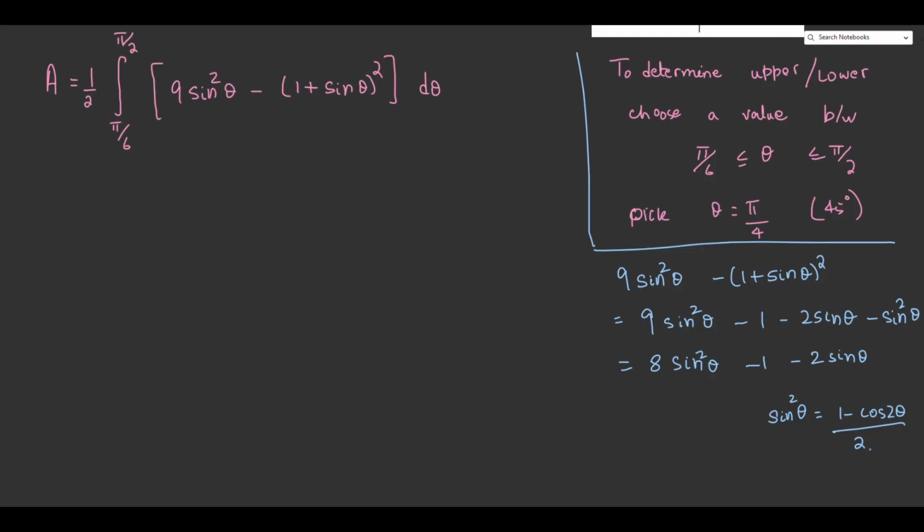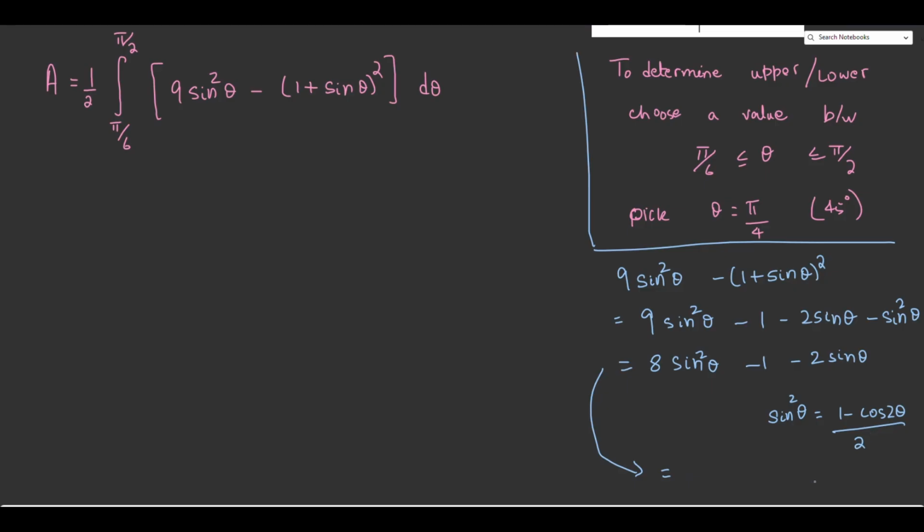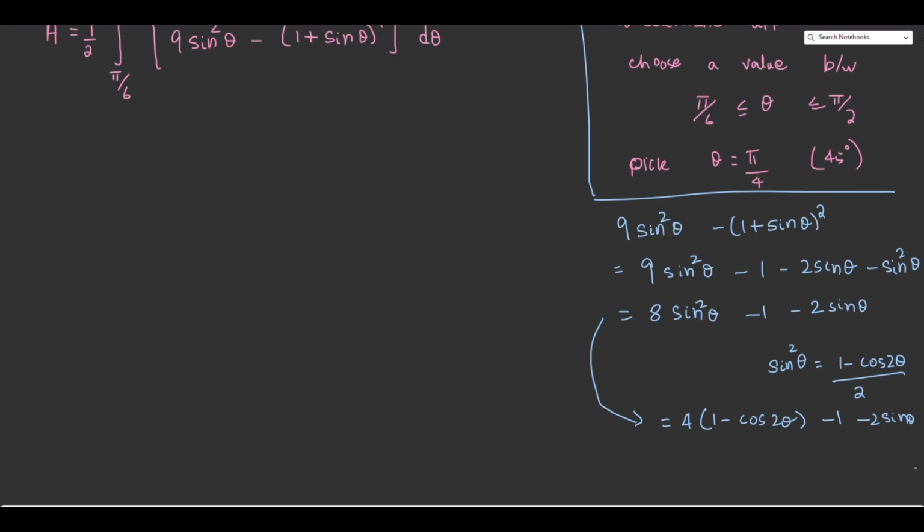So then it will become, this will be equal to 8 multiplied with this one. 8 multiplied with this one, it becomes 4. Okay, 1 minus cosine of 2 theta minus 1 minus 2 sine of theta. Okay, and then again multiply 4 inside the bracket.